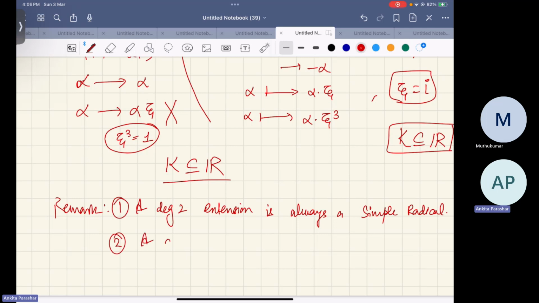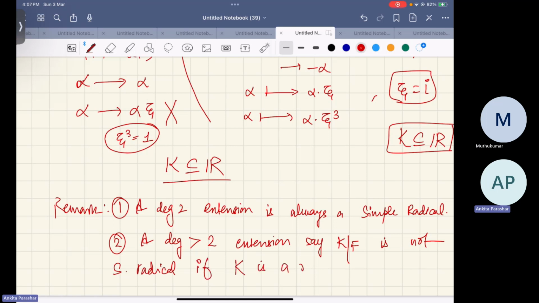A degree more than 2 extension, say K over F, is not simple radical if K is a real field. So once you know these two things, I think it's simple to check whether the extension is simple radical or not.